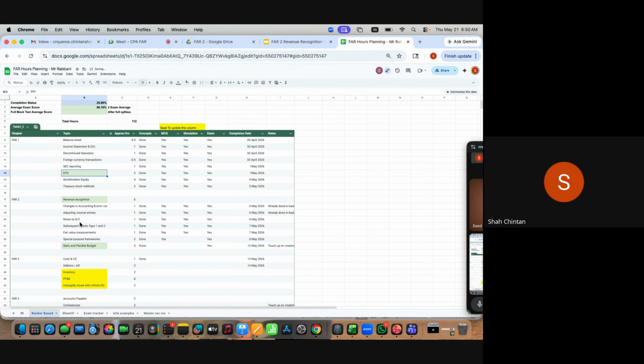Let's have subsequent events type 1, type 2. And let's have conversion of accrual into cash. So that is a special purpose framework. So 1, 2, 3, 4, 5 topic exam for this weekend.